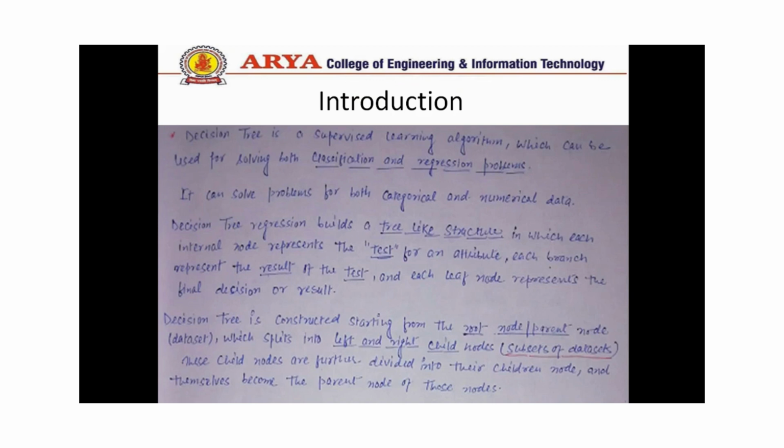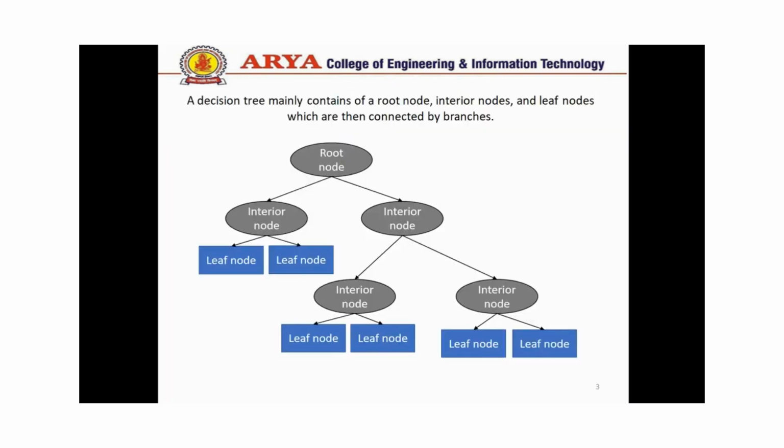So a decision tree is constructed starting from the root node, also known as the parent node, which splits into left and right child nodes. These are known as subsets of the data set. These child nodes are further divided into their children nodes and themselves become the parent nodes of those nodes. Here in this diagram, we can see the structure of a decision tree in which we have the root node, interior node, and leaf nodes.